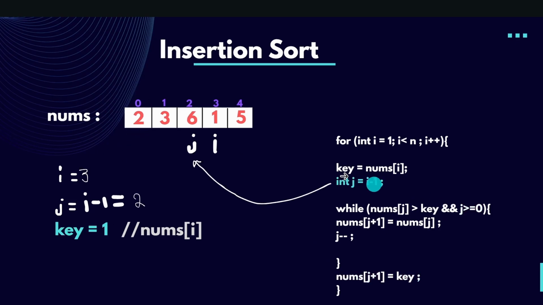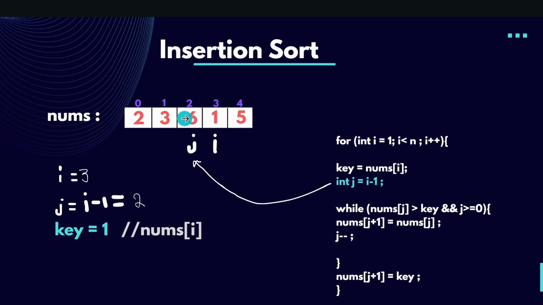After that, i is 3, and you move i here again. As i becomes 3 in this outer loop, j also moves to i minus 1, which is the second position. With the help of this loop, you again check whether nums of j is greater than key. What is nums of j now? 6. Is this 6 greater than key? Key is 1 here. So you can see that is not correct.